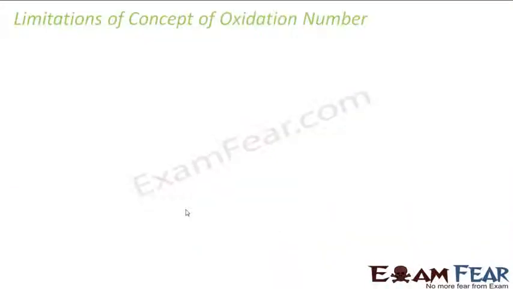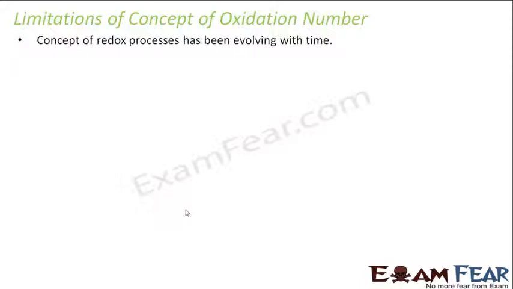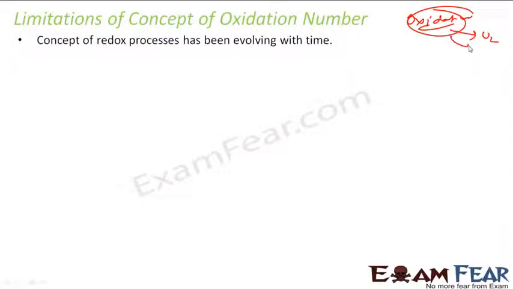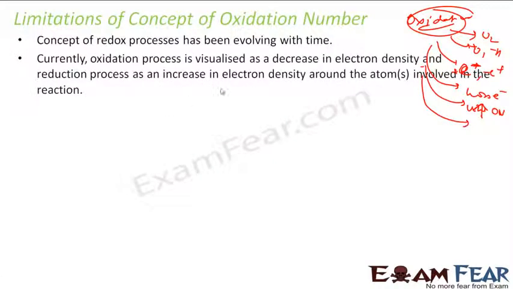Correct. But there are some limitations of the concept of oxidation number. And what is the limitation? The limitation is pretty easy, because we have seen that the definition of oxidation itself is evolving, right? We talked about addition of oxygen, then addition of oxygen and removal of hydrogen. Then we talked about addition of electronegative and removal of electropositive element, right? And then loss of electrons. Then we talked about increase in oxidation number, right? And then we talked about electron density, so the decrease in electron density, the first slide which we took.